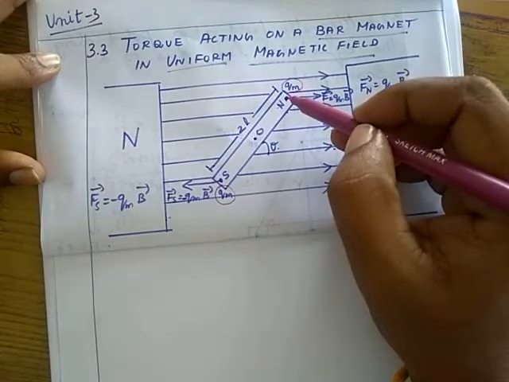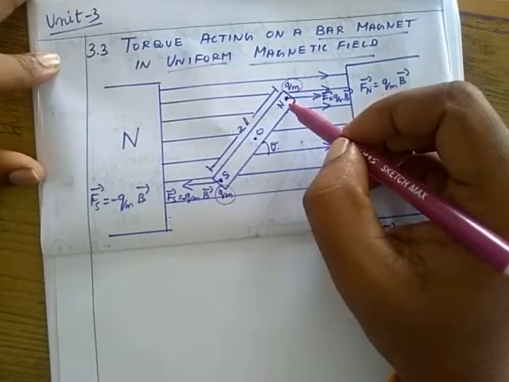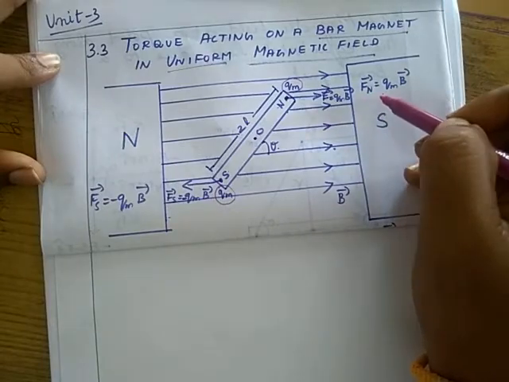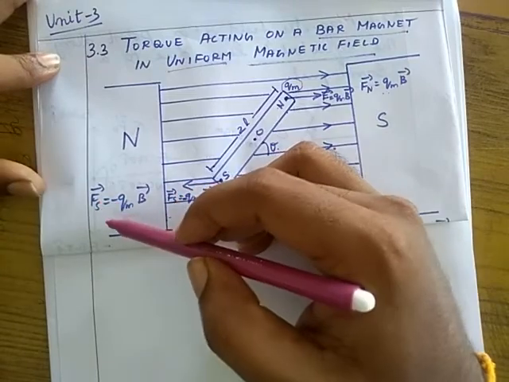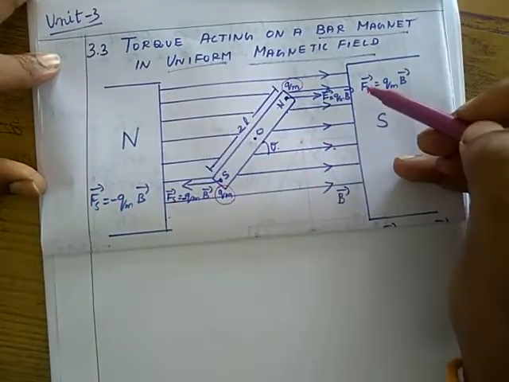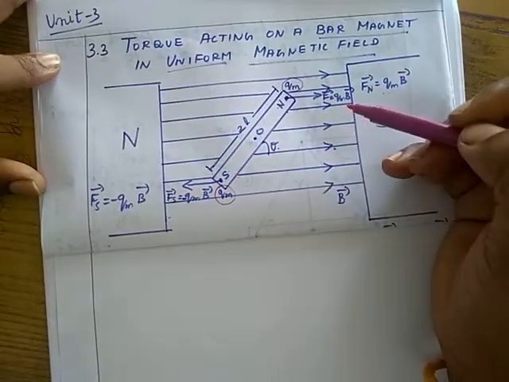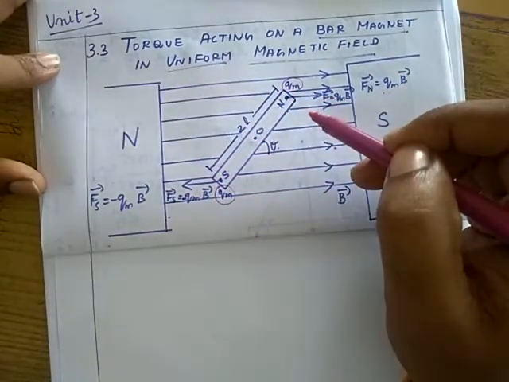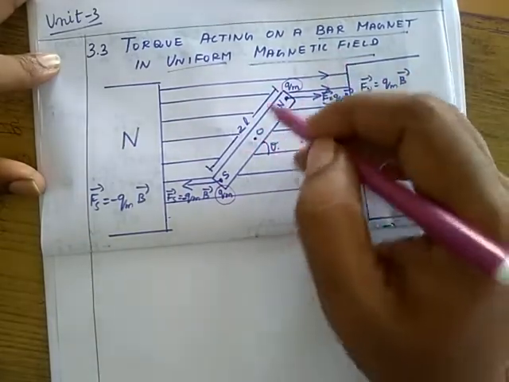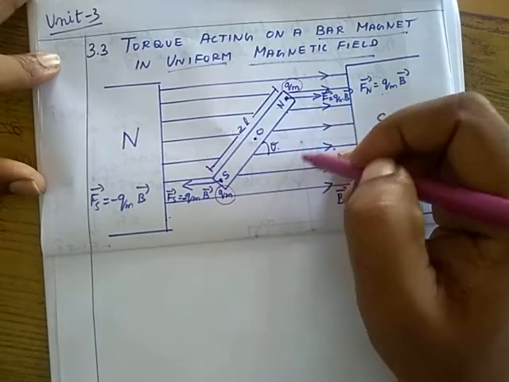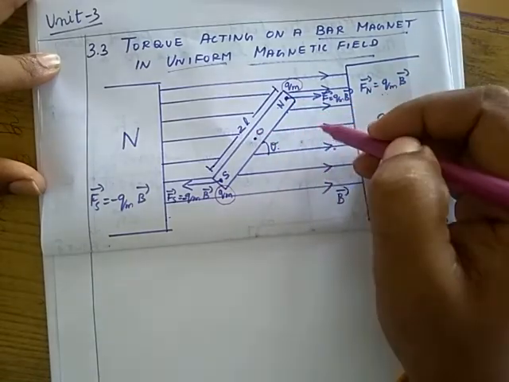Under the influence of the magnetic field, the north pole attains a force, that is Fn vector is equal to Qm B vector. Then the south pole attains a force, Fs vector is equal to minus Qm B vector. These two forces are equal and opposite. Then the net force will be 0. These two equal and opposite forces acting on a bar magnet constitute a couple, and that couple rotates the bar magnet in clockwise direction. Then it will align in the direction of the magnetic field.